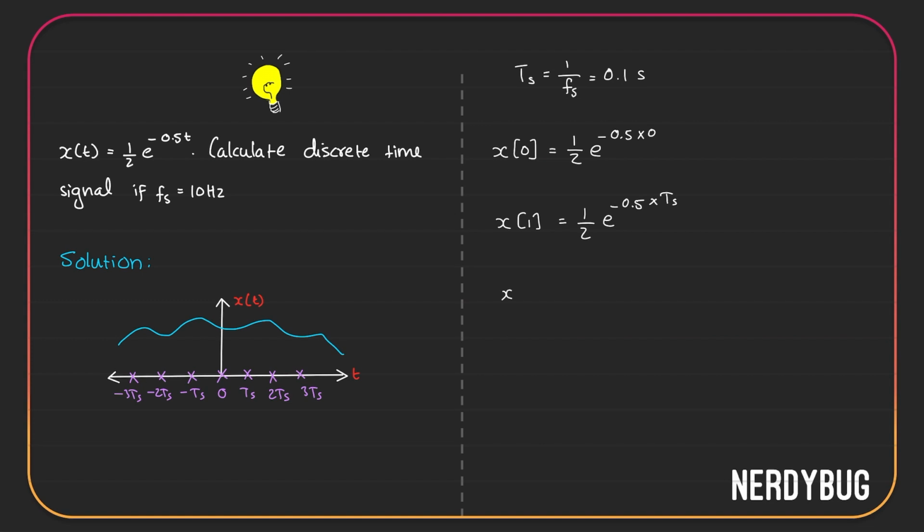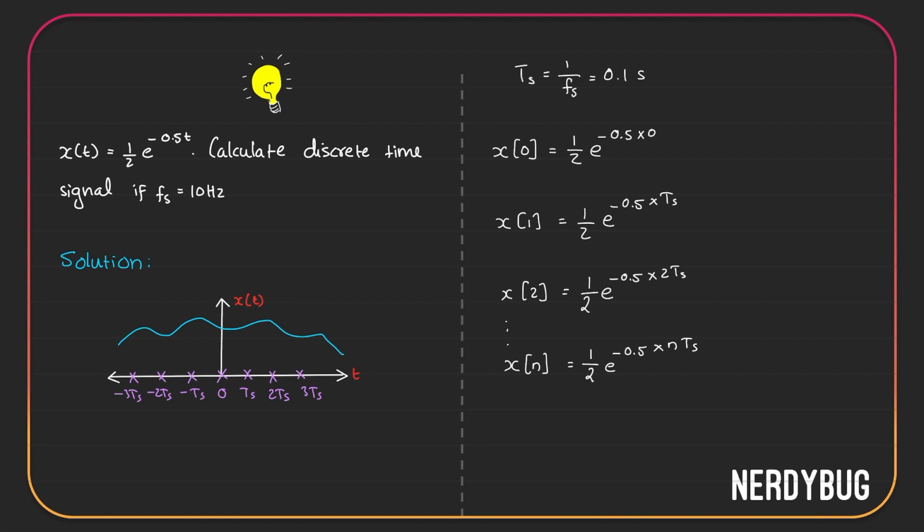Right. If I want x of 2, I will write half e raised to minus 0.5. What do I want? Sample at 2ts. So multiplied by 2ts. If it goes on like that, let me ask you what will be the nth term, x of n. I will write half e to the power minus 0.5. What will I multiply it with? Nth term will be the value of the continuous time signal when time is nts. So here I will write n ts.